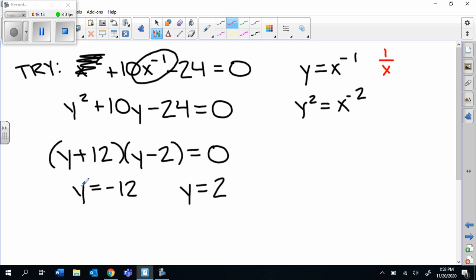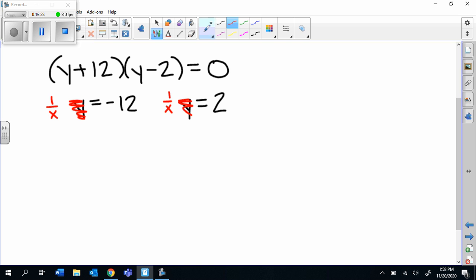So when I go over here and replace it, I'm going to replace it with 1 over x. You might even consider rewriting it. So 1 over x equals negative 12 over 1. So when I cross multiply, I get 1 over negative 12.